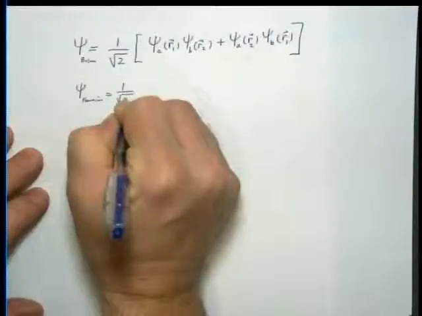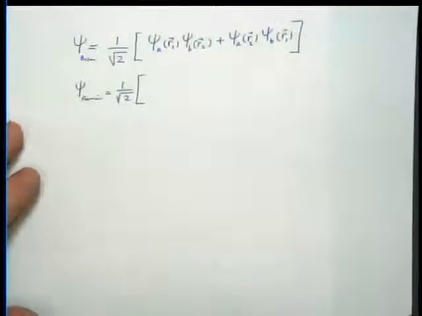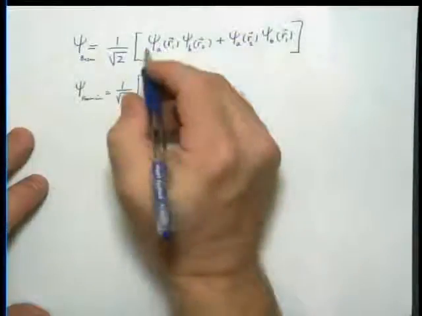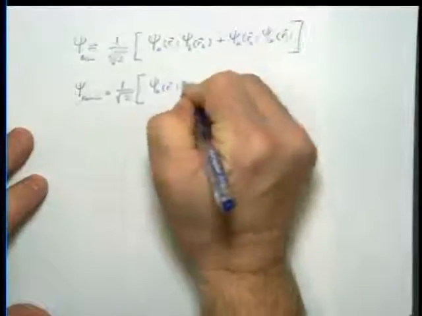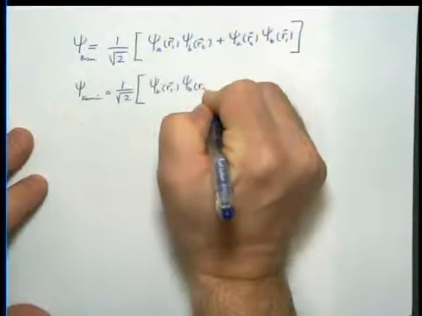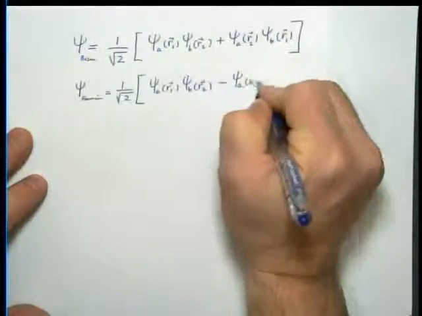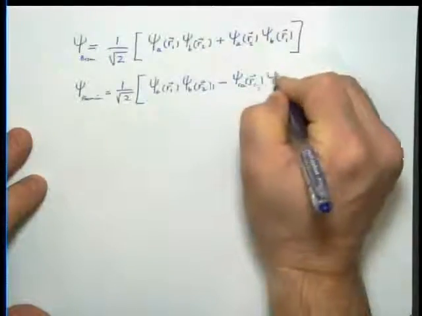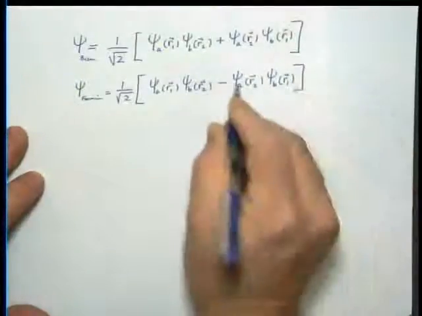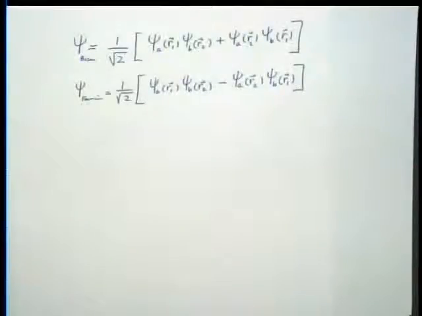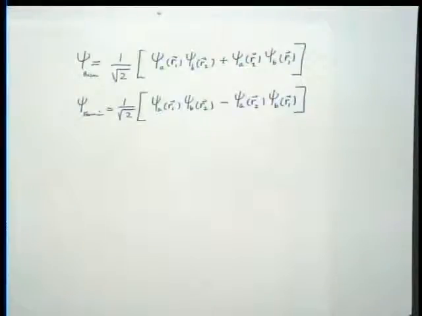That'd be 1 over the square root of 2. You can leave off the square root of 2 if you want. We're going to have to normalize, obviously. Then you're going to have a psi A of R1, psi B of R2, minus psi A of R2, psi B of R1. Where I've accounted for the fact that this guy happens to have the opposite sign to represent the same thing.